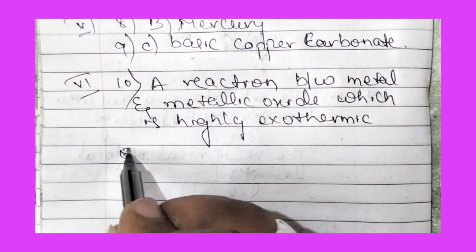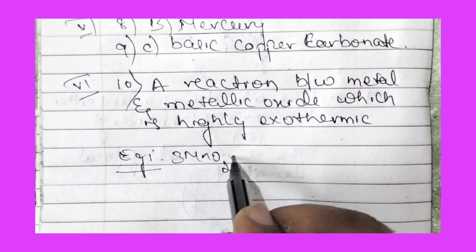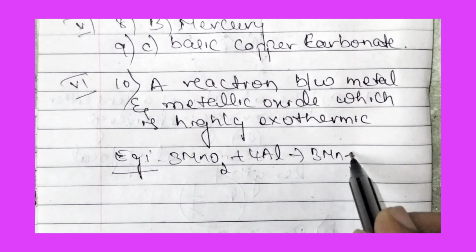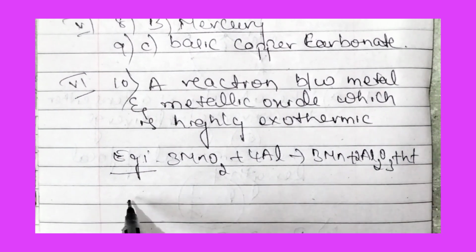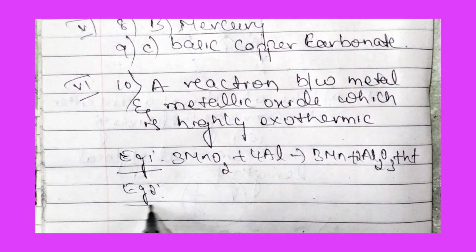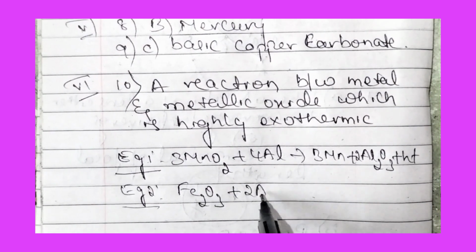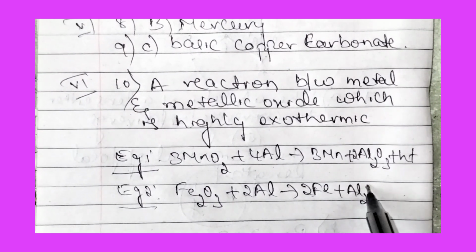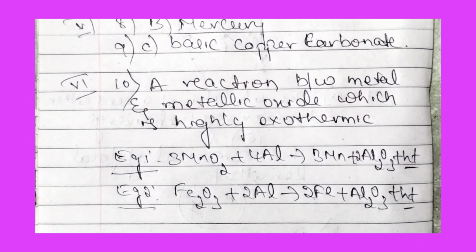So I will take two examples. Example number 1: 3MnO2 plus 4Al gives 3Mn plus 2Al2O3 plus heat. Then example 2: Fe2O3 plus 2Al gives 2Fe plus Al2O3 plus heat. Since it is highly exothermic, energy will be released in the form of heat. So like this we have to answer the 10th one.